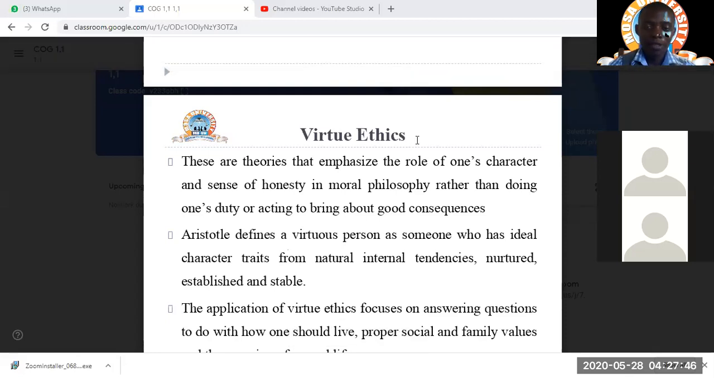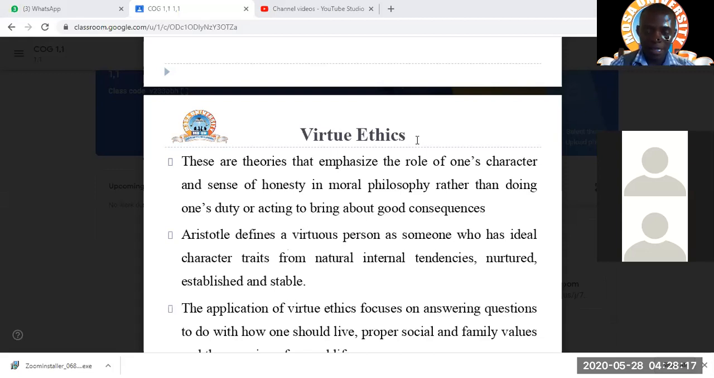So under virtue ethics, we are saying virtue ethics are theories that emphasize the role of one's character and sense of honesty in moral philosophy, rather than doing one's duty or acting to bring about good consequences. So what we mean by this is that in deontology, you need to do your duty, you need to do what is right. In utilitarianism, you need to make sure the outcome is good, the consequence is positive.